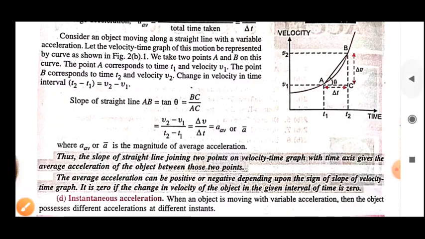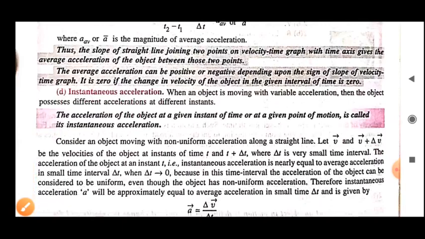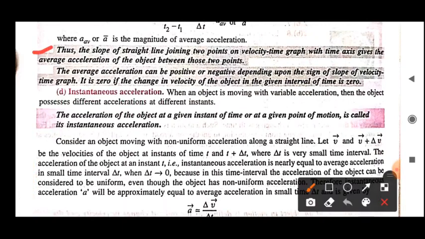So simply, you can see from this graph that the slope of the straight line joining two points on the velocity time graph with the time axis gives the average acceleration of the object between them. So if we are plotting the velocity time graph, then the slope provides us the value of acceleration. So about average acceleration, I think that is now clear.